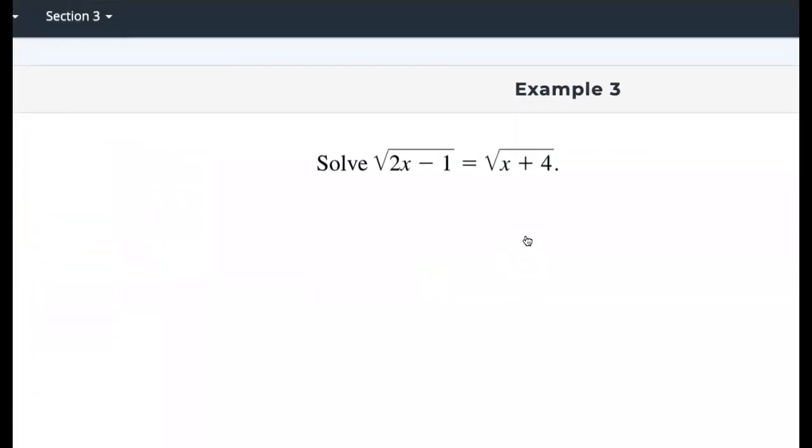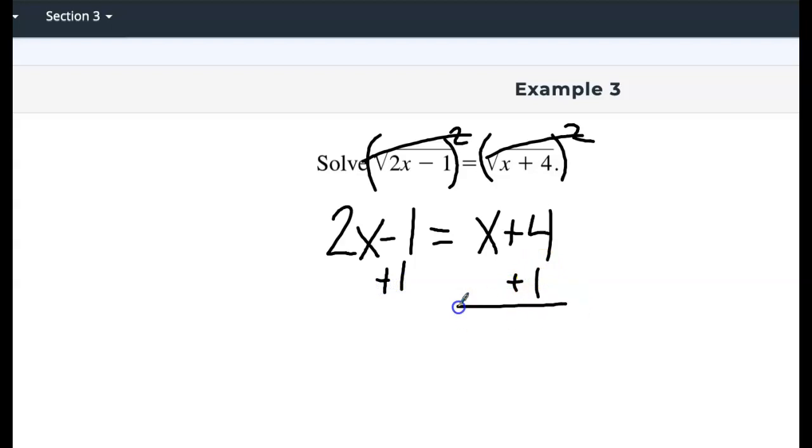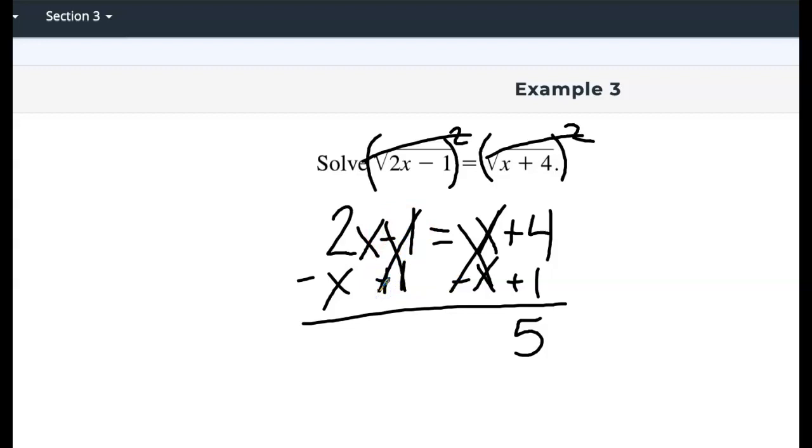Okay, what do you think I do on this one? Should you just square it first? Okay, let's just square them to start with. Does that get rid of both square roots? Yeah. So then I would just have 2x minus 1 equals x plus 4. Then how would I solve? Add 1, subtract x. So I would have 4 plus 1 is 5. These would cancel out. 2x minus x would be x. So x equals 5.